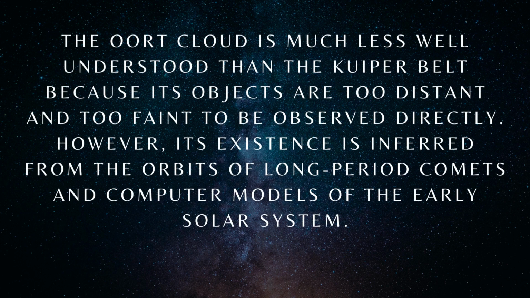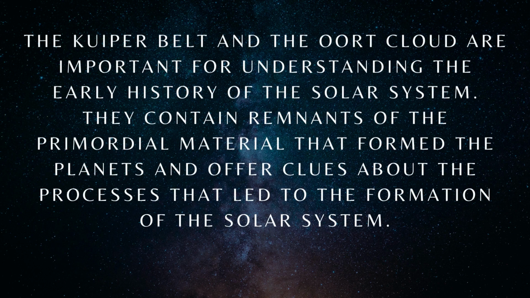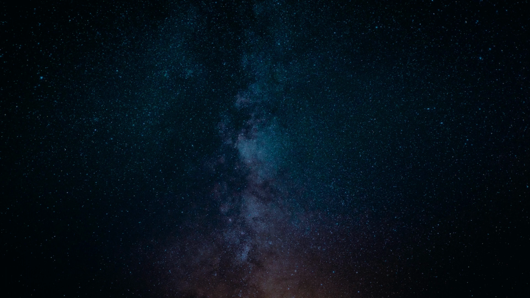The Oort Cloud is much less well understood than the Kuiper Belt because its objects are too distant and too faint to be observed directly. However, its existence is inferred from the orbits of long-period comets and computer models of the early solar system. The Kuiper Belt and the Oort Cloud are important for understanding the early history of the solar system. They contain remnants of the primordial material that formed the planets and offer clues about the processes that led to the formation of the solar system.